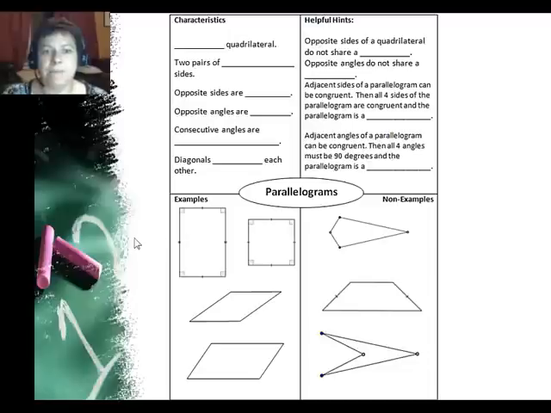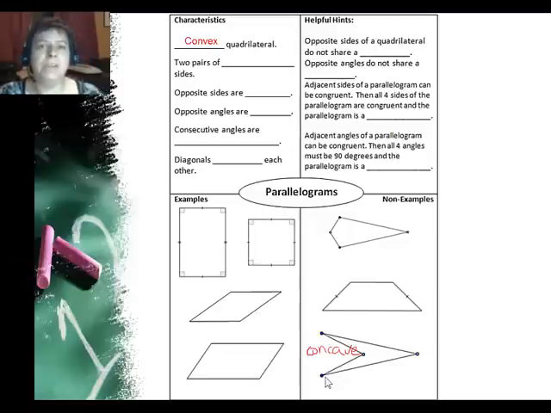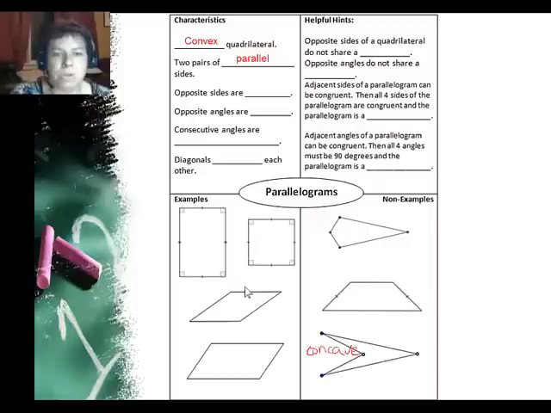So it does have to be a convex quadrilateral, which is why this one, well, it's not a parallelogram, this quadrilateral is concave. So that one does not qualify as a parallelogram. Additionally, parallelograms must have two pairs of parallel sides. Usually the marks you'll see for parallel sides look like little arrows pointing in the same direction.